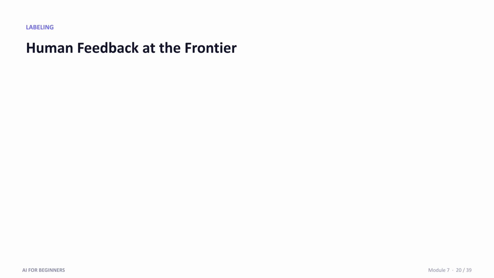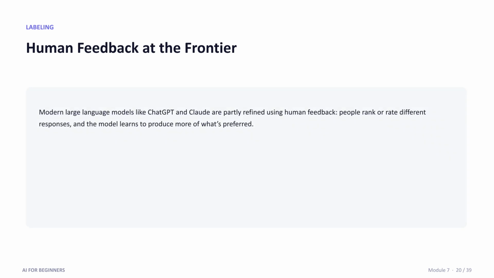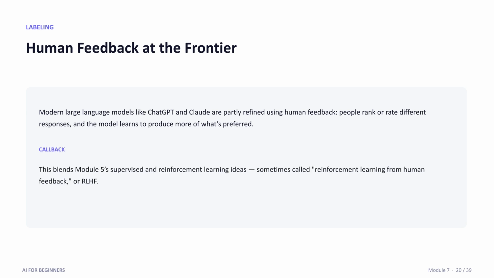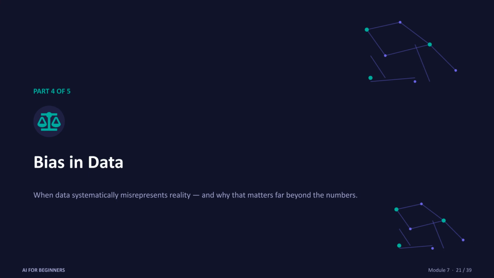At the frontier of AI, we use human feedback to refine large language models like ChatGPT and Claude. People rank or rate different responses, helping the model learn preferences, a process often called reinforcement learning from human feedback, or RLHF. In Part 4, we address a critical topic, bias in data. This occurs when data systematically misrepresents reality, which can have profound consequences that extend well beyond the numbers themselves.